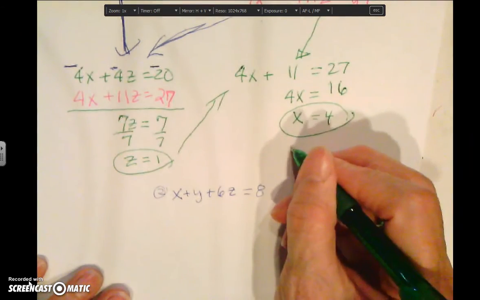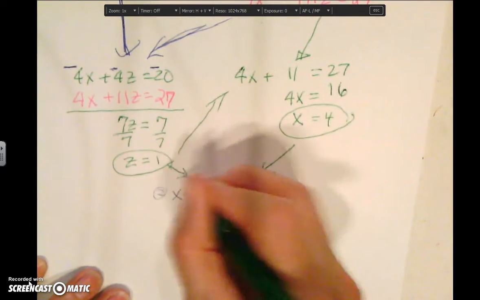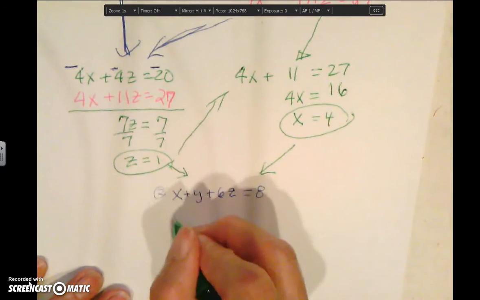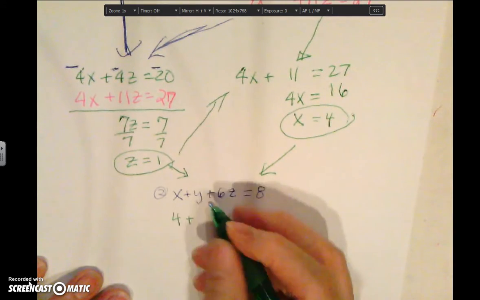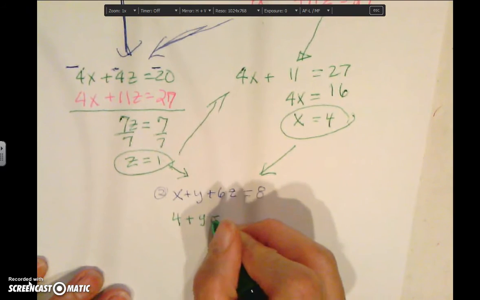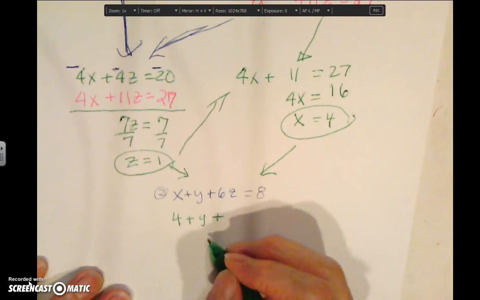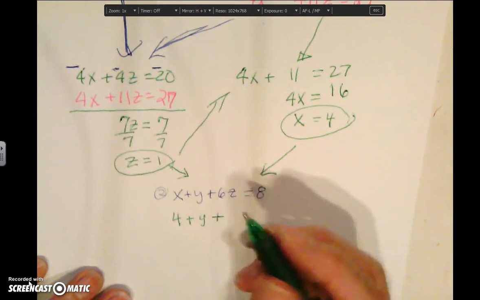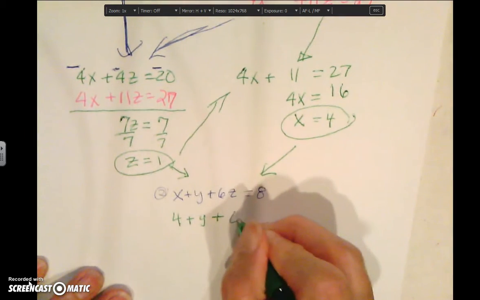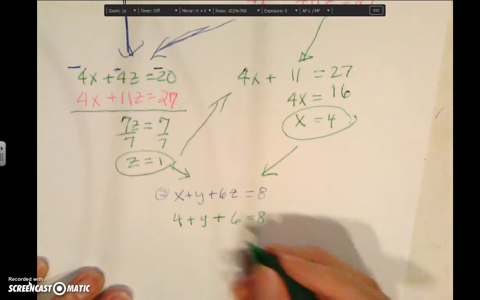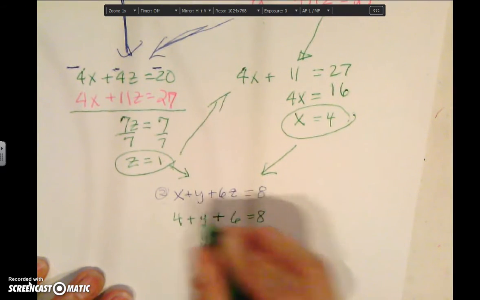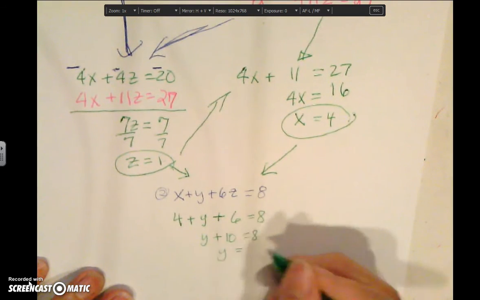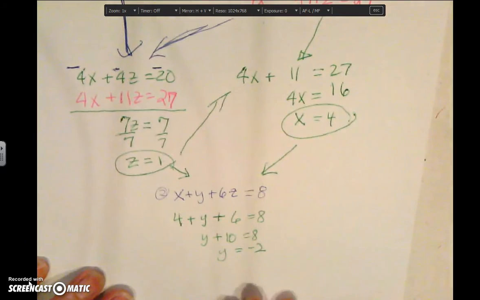So now I'm going to take both of my answers and substitute those in here. So x is 4, so 4 plus y, and I'm going to substitute 1 in for the z. So that's 6 times 1 is 6, and then it's equal to 8. So I have y, 4 plus 6 is 10, is equal to 8. Subtract my 10, and I get that y is equal to -2.